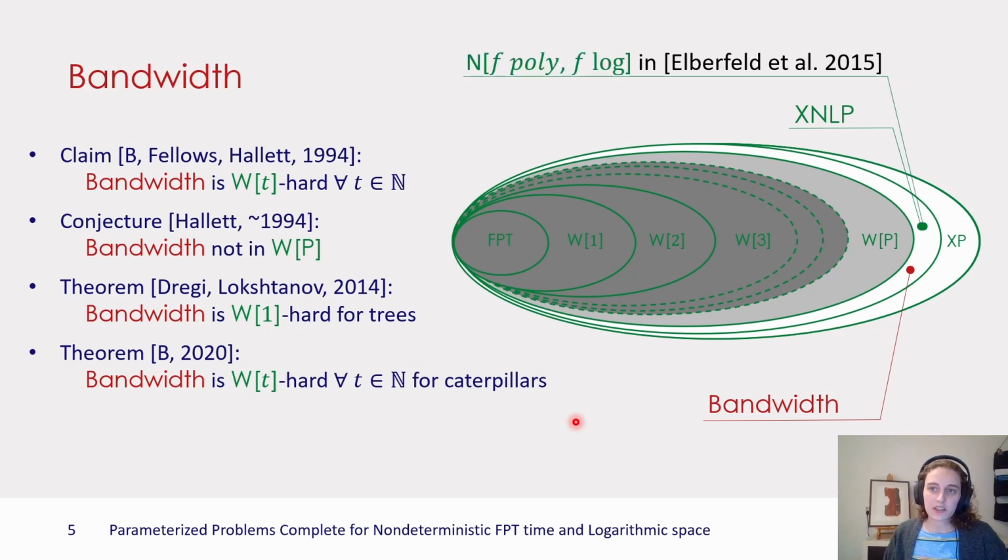So this class was actually studied before. In 2015, Elberfeld et al. studied this, and they call it N[f poly, f log], which stands for what a non-deterministic Turing machine can solve in f(k) times polynomial in n time, with f some function of k, and then log n space. So that's exactly how XNLP is defined. We'll get into that in the next slide.